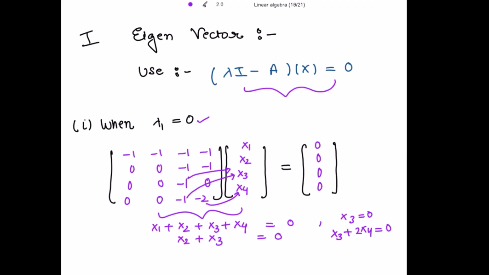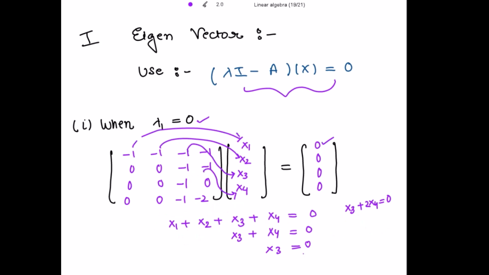So these are the 4 equations we have got, and from here we are going to get the values of x1, x2, x3, x4. So from here we already get x3 equal to 0. Yes. Putting the value of x3 into the last equation, we get x4 equal to 0. Yes.